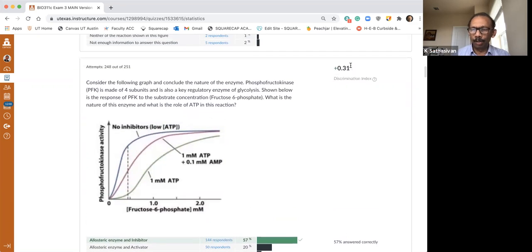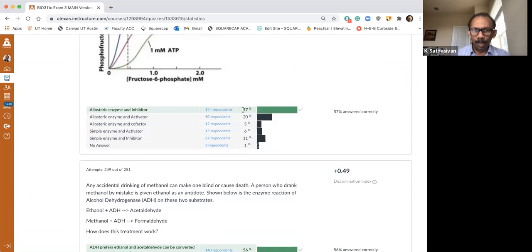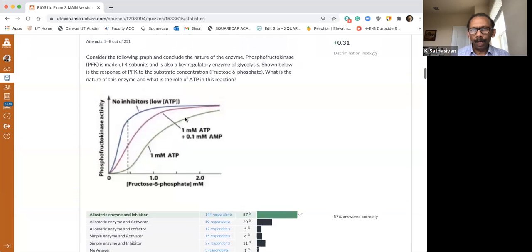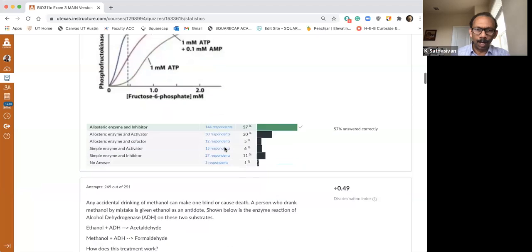This also had a 0.31 discrimination index, and many of you said... The one I'm asking is, what is the nature of this enzyme? What is the role of ATP in this reaction? If you see this phosphofructokinase, it's a key regulatory enzyme in glycolysis, and ATP is an inhibitor, not an activator. That is the connection you need to understand and remember for this type of question. Paying attention to detail will help you get the right answer, okay?